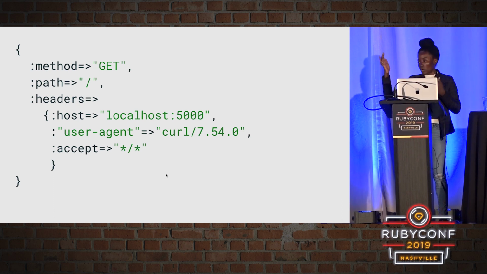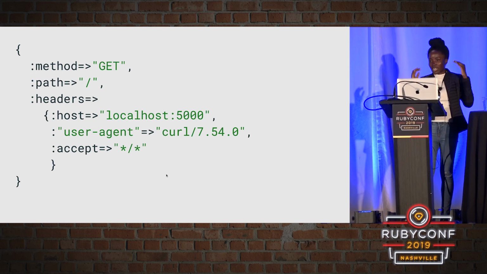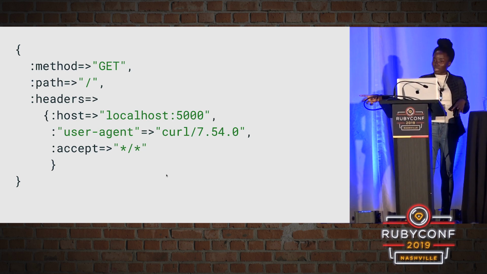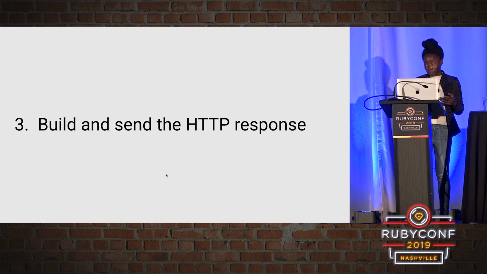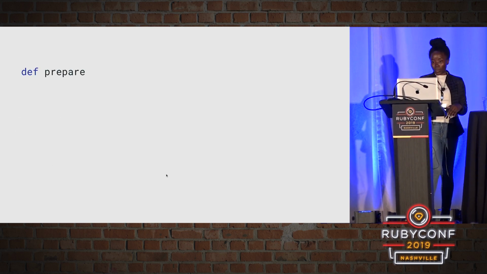So this is our request. Our server knows that this is the method, this is the path, and these are the headers. And when we have this data, we can now use it on our server as we want. So when we have this data, we now need to build and send the response back to our client.